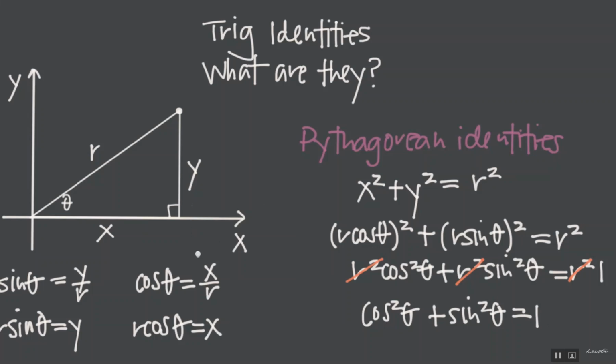So if we can remember SOHCAHTOA, we can get to sine theta is y over r and cosine theta is x over r. We can solve those for y and x respectively, and then we can plug those into the Pythagorean theorem, x squared plus y squared equals r squared, to get to this Pythagorean identity. So we can either memorize this or we can just derive it directly from the right triangle.